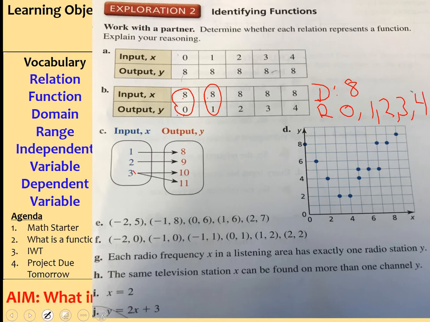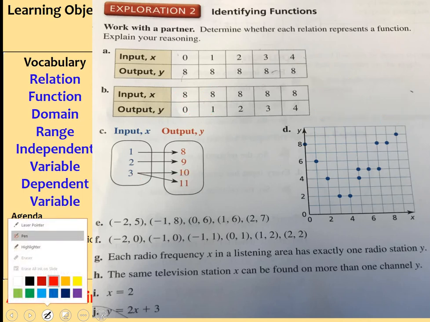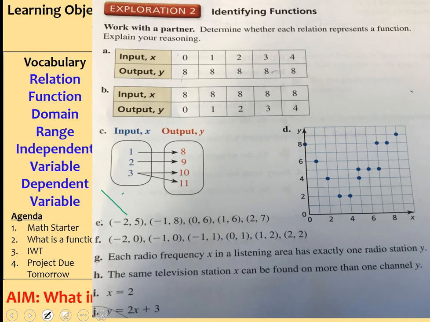All right, is this a function? You see over here this 3. This 3 is our input, and our outputs are 10 and 11. That means that no, it's not a function. So we're going to say not a function. And for our domain, it's just 1, 2, and 3. And for our range, it's 8, 9, 10, and 11.